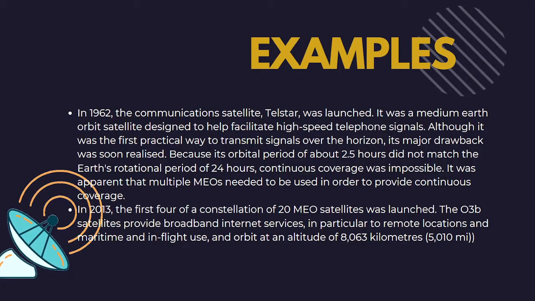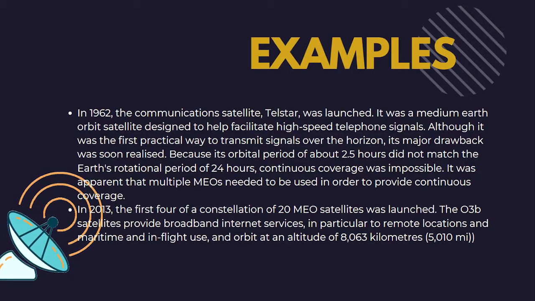In 2013, the first four of a constellation of 20 MEO satellites was launched. The O3B satellites provide broadband internet services, in particular for remote locations and maritime and in-flight use, and orbit at an altitude of 8063 kilometers.